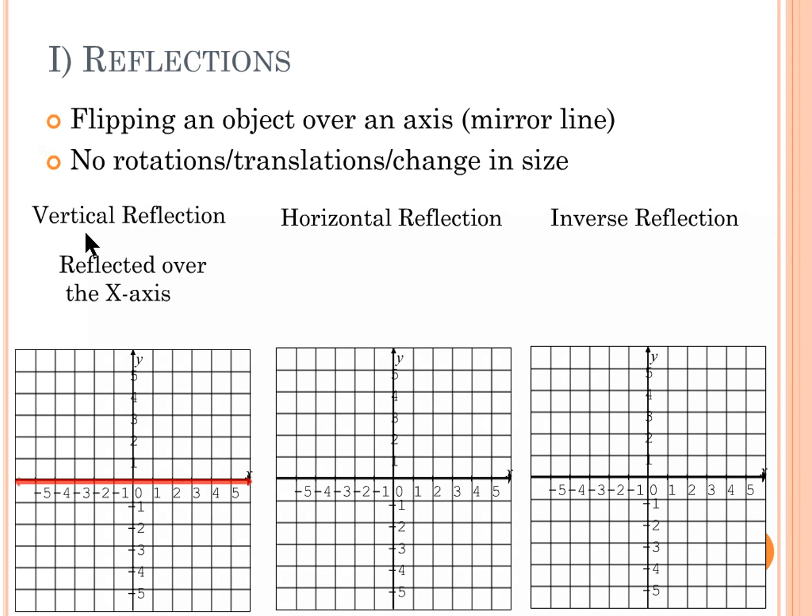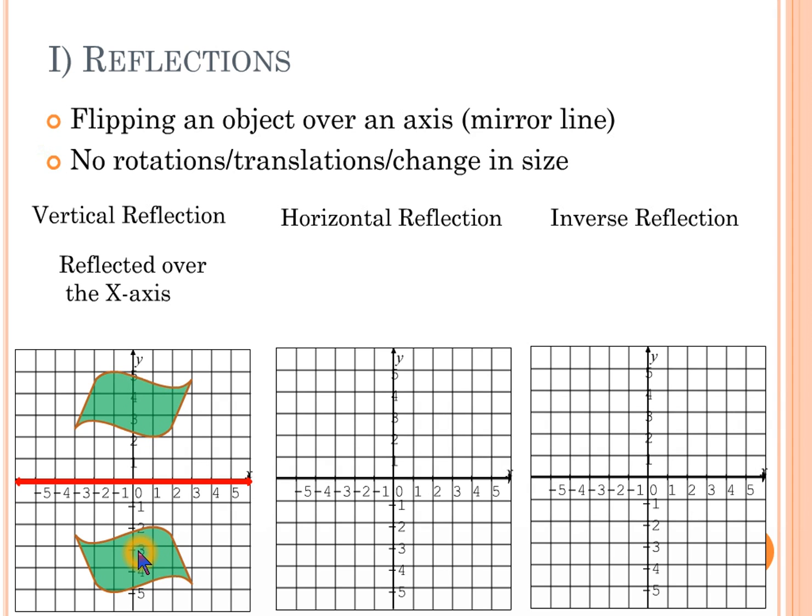Now when we're dealing with a vertical reflection, this means that things will be reflected over the x-axis. As you can see in my diagram right here, this red line is the x-axis, and this will act as a mirror line. If I have an object located right here, and I want to reflect this object across the x-axis, then I might have something like this. This is an example of a reflection in the x-axis, and this is also called a vertical reflection because we went from the top to the bottom.